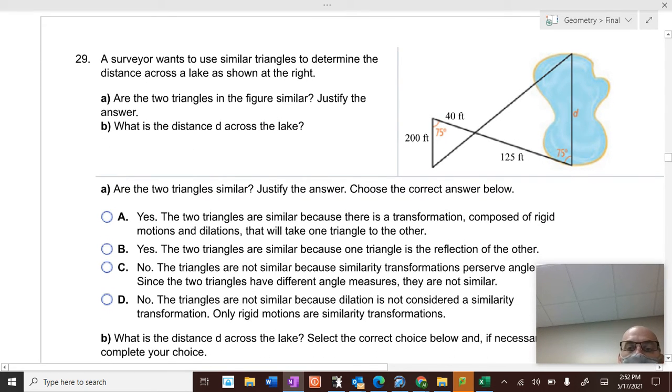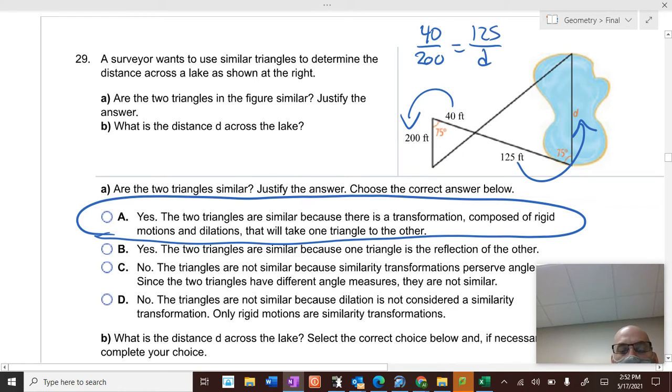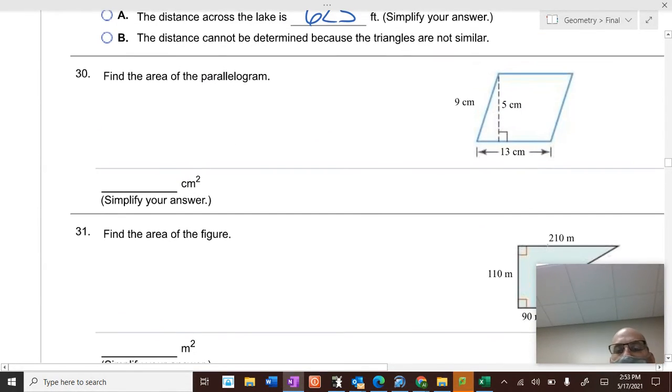All right. Again, proportions. This over this equals this over this. 40 over 200 equals 125 over D. Since they're similar triangles, we can use proportions. So we use a combination of transformations, rigid motions, and dilations to do this. So if we cross multiply and do the math, D winds up to be 625. All right, so that's it for the transformations chapters.